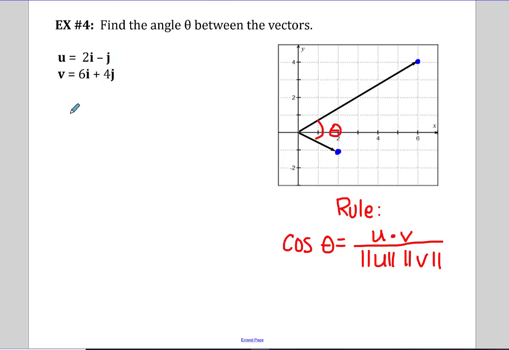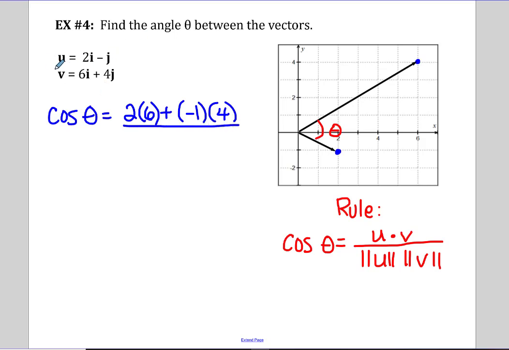So putting that all together, the cosine of the angle will be u dotted with v. So that's 2 times 6 plus -1 times 4. And we're going to divide by the magnitude of the two vectors. So the magnitude of u is going to be the square root of 2 squared plus -1 squared. And then the magnitude of v is going to be the square root of 6 squared plus 4 squared.